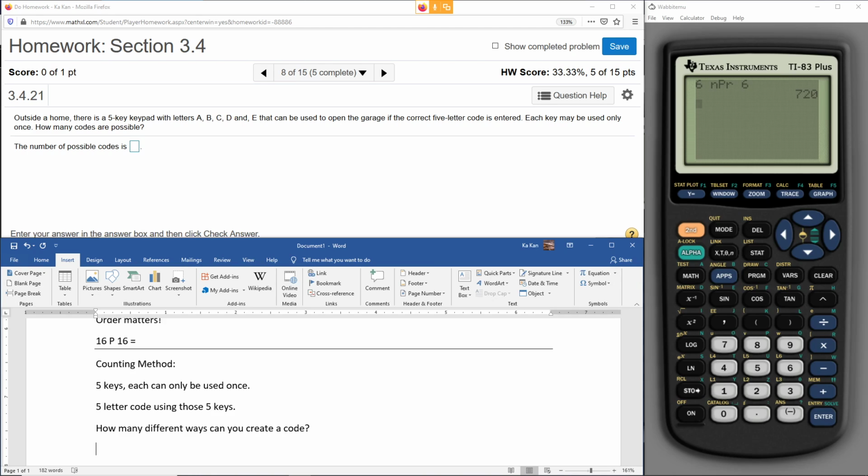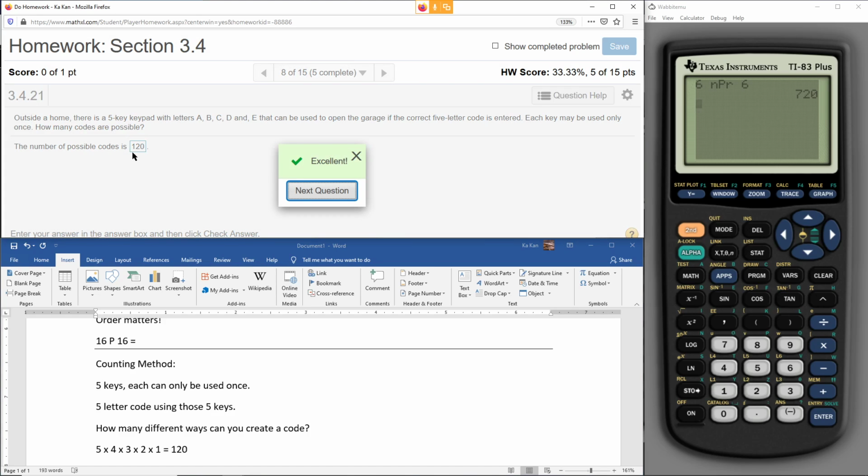Well, here's the thing. When I pick the very first letter, how many choices do I have? I have 5 choices. But once I pick the first one, on the second key, how many keys do I have left? 4 choices. Then 3 choices. Then 2 choices. This is called the counting method. You just count how many ways you can choose as you multiply, and that's equal to 120. So the number of different ways is 120.